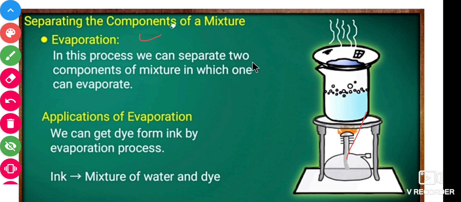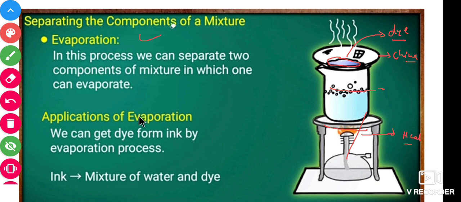In the evaporation method, we will take a beaker. In this beaker we are adding water and filling it half full, and then we are going to give heat from the burner. And this is the china dish. In the china dish we will put some dye.